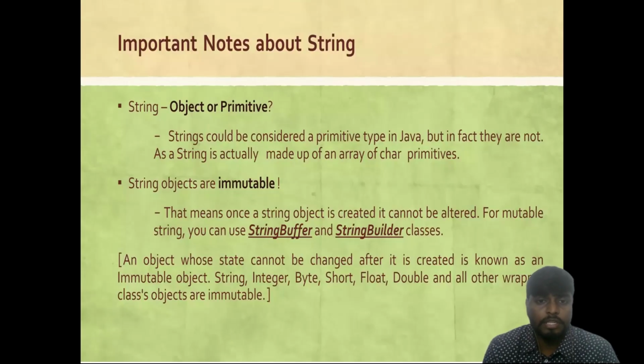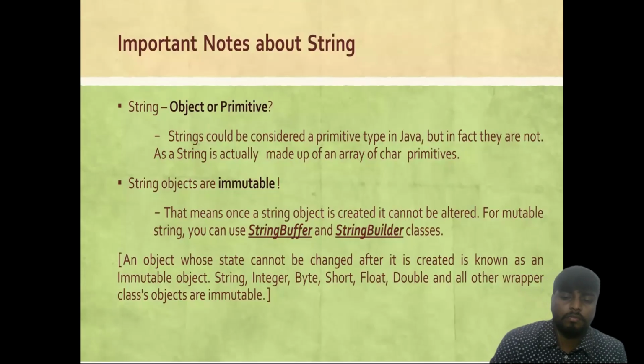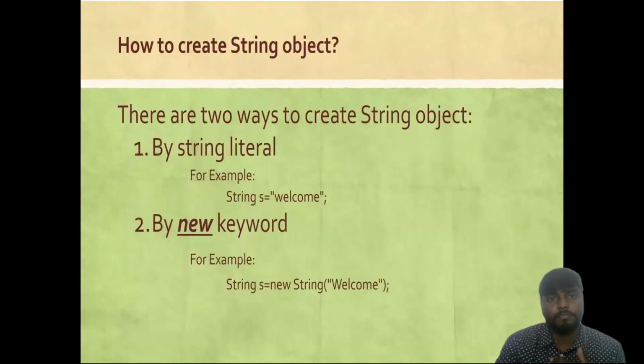An object whose state cannot be changed after it is created is known as an immutable object. String, Integer, Byte, Short, Float, Double, all other wrapper classes' objects are immutable. What about the classes that we are using in Java programming? The majority of them are immutable.